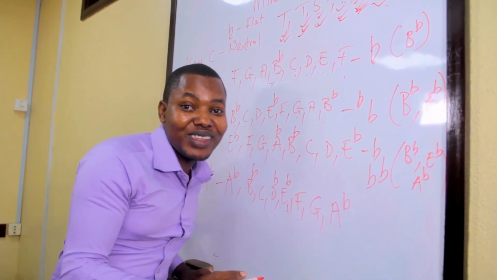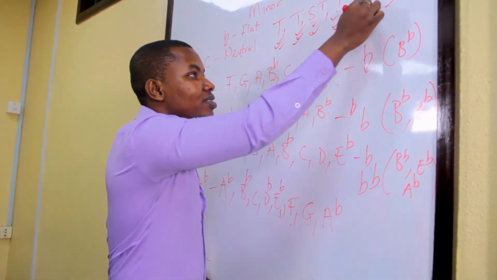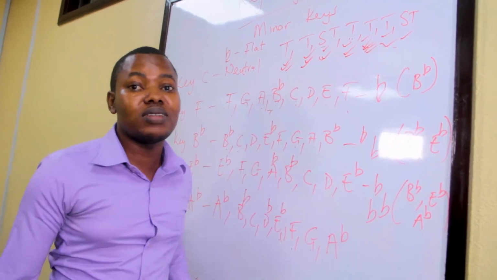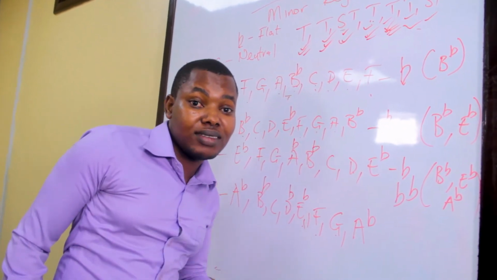There's a black key in between, right? So F to G is what? It's a tone. We check. G to A flat, is it a tone or a semitone? So left with 1 semitone. G to A flat, is it a tone or a semitone?